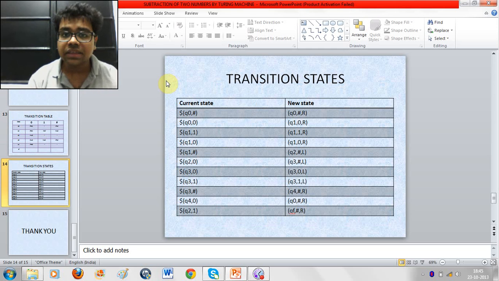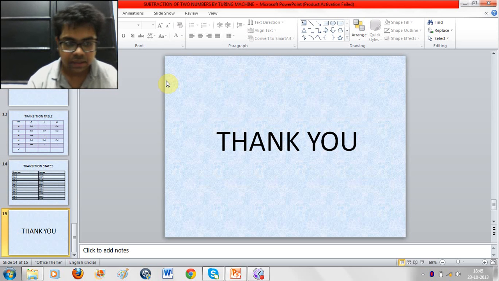Now we are representing the transition states. We are showing the current state and the new state, which change respectively along the different states, as we can see. That will be all.